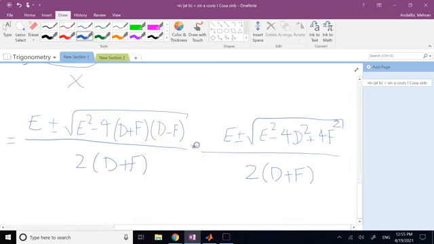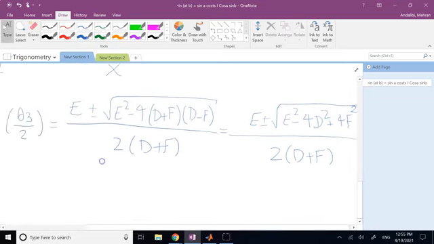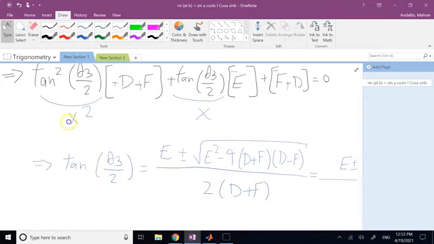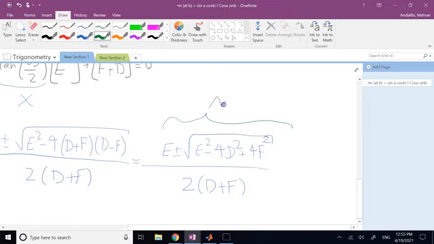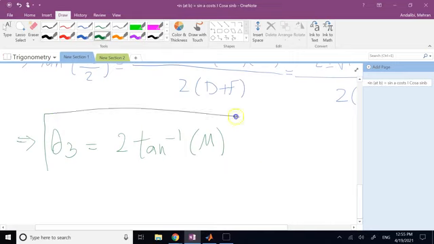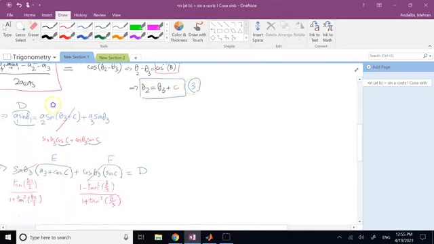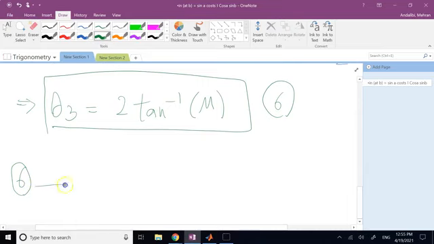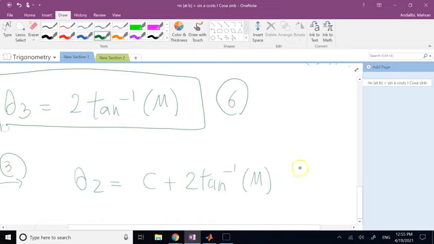Right? So now that number, whatever it is, is going to be what? Tangent of theta 3 over 2. And if I call this whole thing, whatever you want to call it, m, then clearly theta 3, the solution, is going to be 2 times tangent inverse of m. Now, finally, I got my theta 3. And if I call this guy 6 and plug 6 back all the way into 3, correct? So from 6 into 3, you'll find that your theta 2 is going to be C plus that solution, C plus theta 3. Right? And you can call this 7.